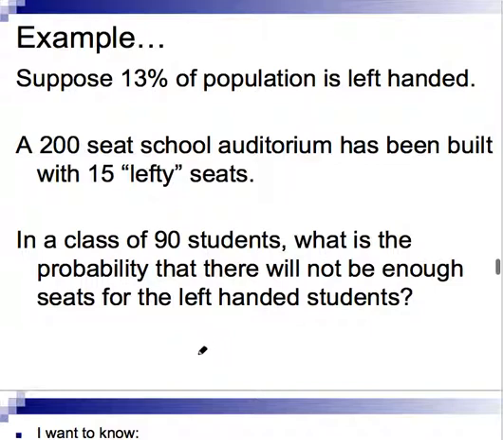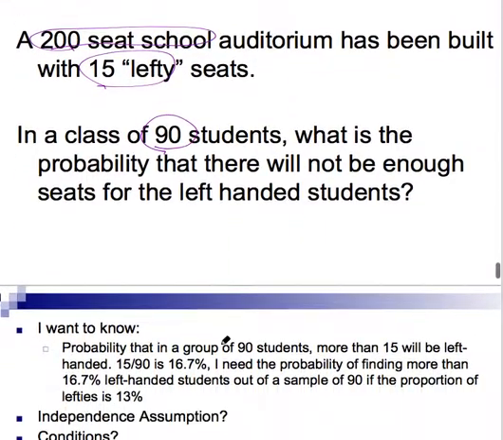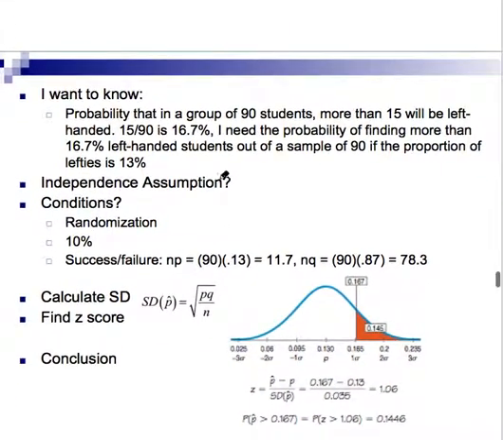So in a class of 90 students, what is the probability that there will not be enough seats for the left-handed students? Information that you need to write down: 13% of the population is left-handed, 200 seats in the school, 15 lefty seats, and 90 people. So the probability that there will not be enough seats. Let me put some information on that. I want to know, in the group of 90 students, the probability that more than 15 will be left-handed. Because that's what the question is asking. There won't be enough seats.